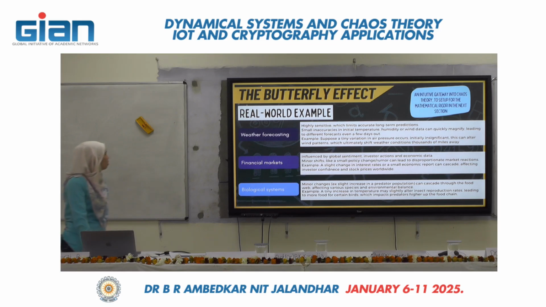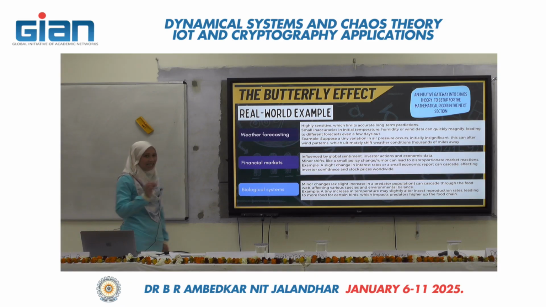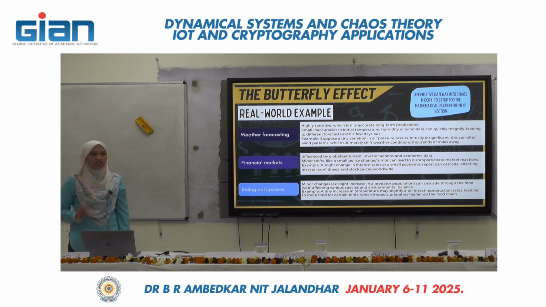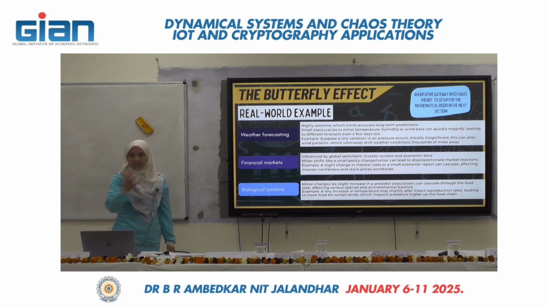Okay, so in real world examples, we already discussed all these things. The butterfly effect gives an intuitive gateway into chaos theory to set up for the mathematical rigor in the next section. So after this we go to the mathematical rigor for this butterfly effect, which we call sensitive dependence on initial conditions. We just want to see how a tiny difference in initial conditions would lead to vastly different outcomes.